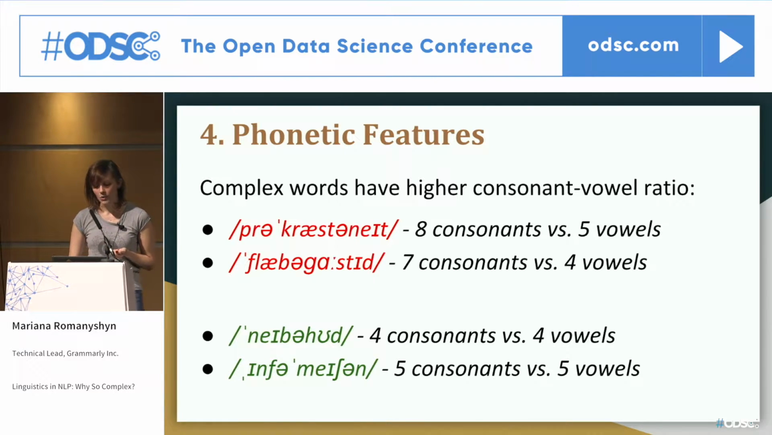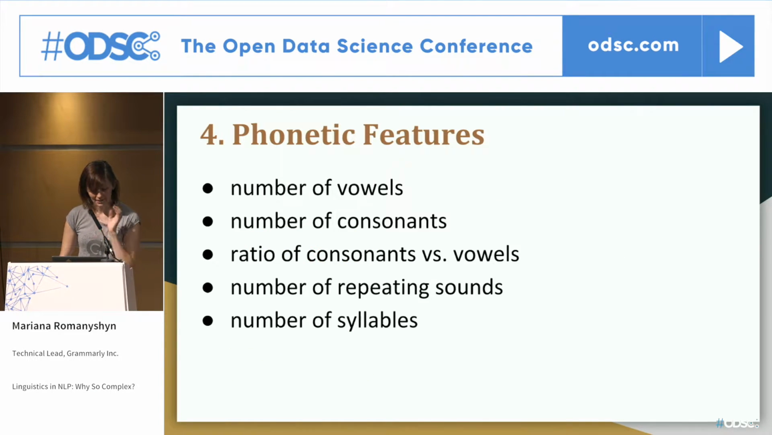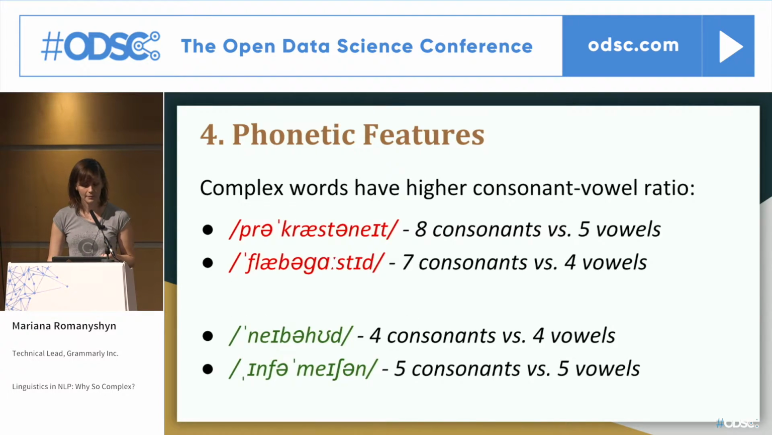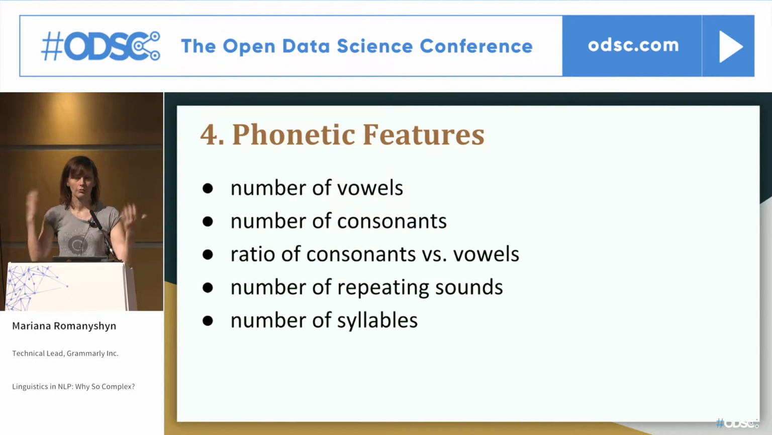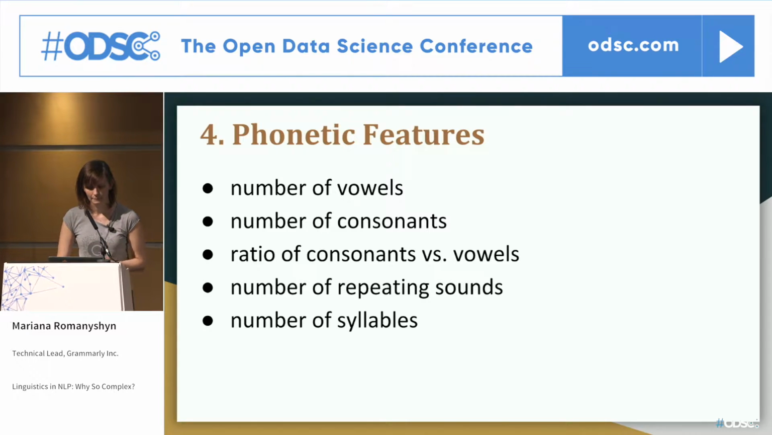Okay, what if we go a level higher than the word, right? So we can list a couple of phonetic features that we can draw from transcription. In addition to the ratio of consonants to vowels, we can also have just the number of vowels and consonants, and the number of repeating sounds would also be interesting, and the number of syllables could either substitute the word length or be used in addition to word length, and so on.